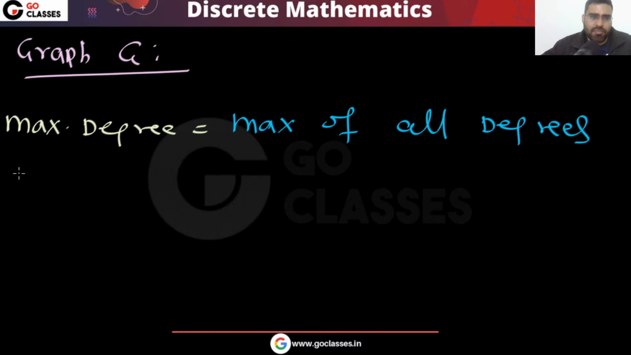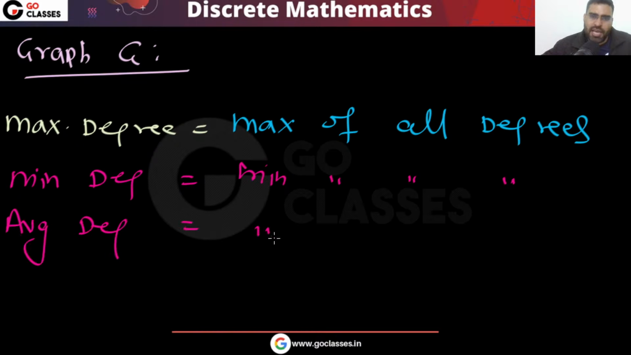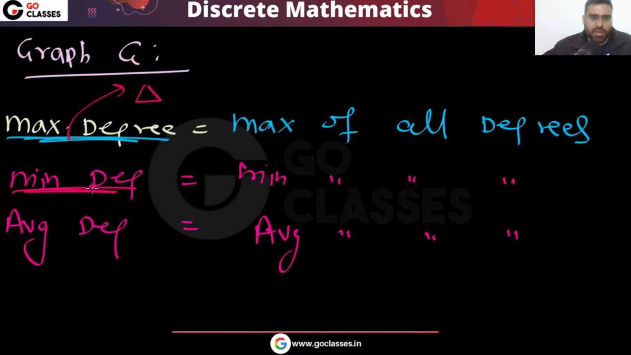Similarly, what is minimum degree of this graph? That will be the minimum of all degrees. Similarly, you can find average degree, that will be the average of all degrees. This maximum degree is normally denoted by capital delta, and the minimum degree we denote by small delta. So this is your maximum degree, minimum degree, average degree.